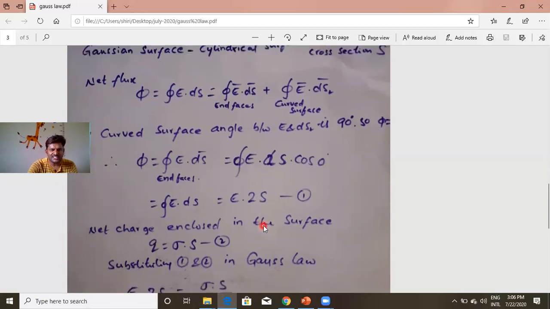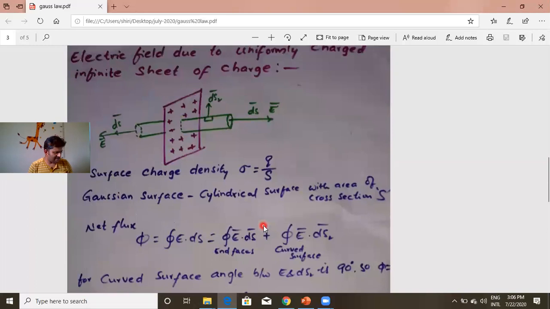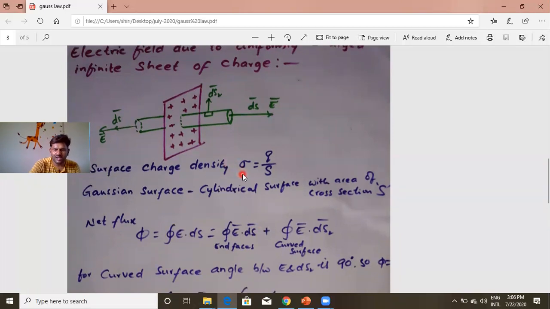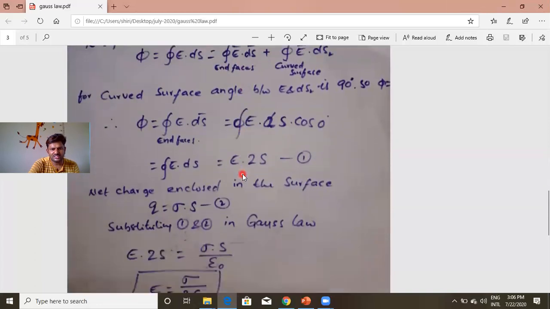So again, the net charge enclosed in the surface. As we consider this closed surface, it is intersecting the sheet here. Only the charge residing in this circular area is the charge in the entire closed surface, because there is no charge outside. Only at this point of intersection we have charge. So the area is S. For unit area, the charge is sigma. For an area of S, the charge is sigma times S. I am substituting these two, electric flux and charge, in Gauss law.